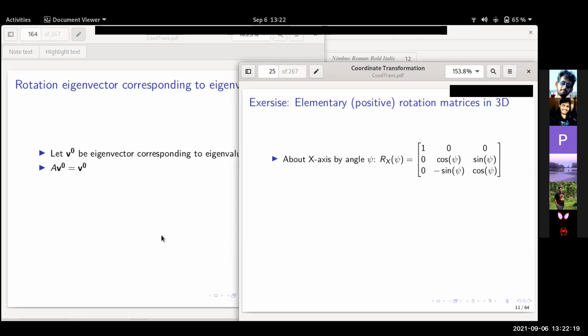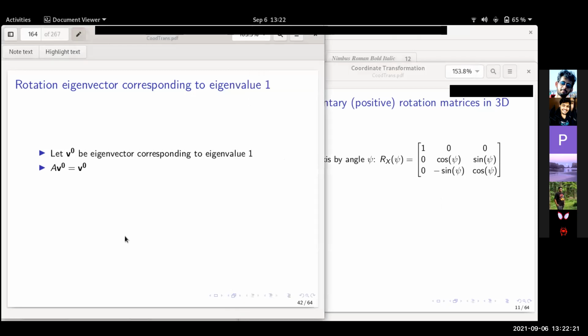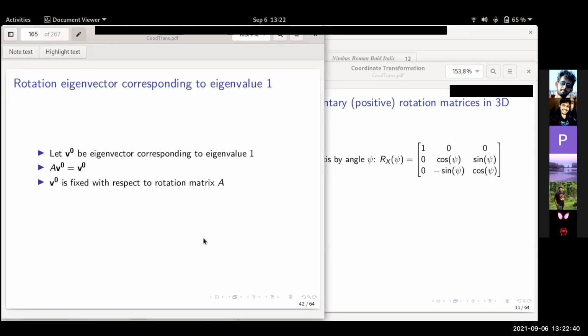So what does it mean now when you have such an expression AV0 equals V0? V0 is the axis of rotation. Very good. That's excellent. V0 is fixed with respect to the rotation matrix. Fixed in the sense it is invariant with respect to the rotation matrix. It is called the axis of rotation.